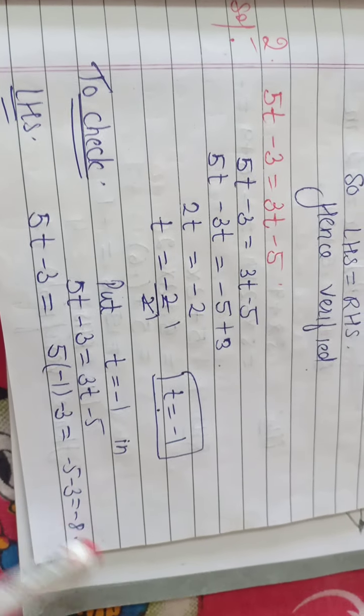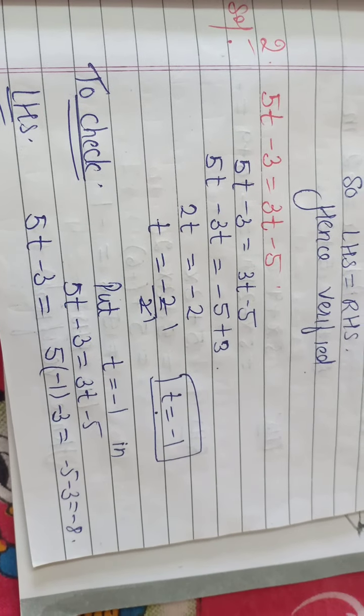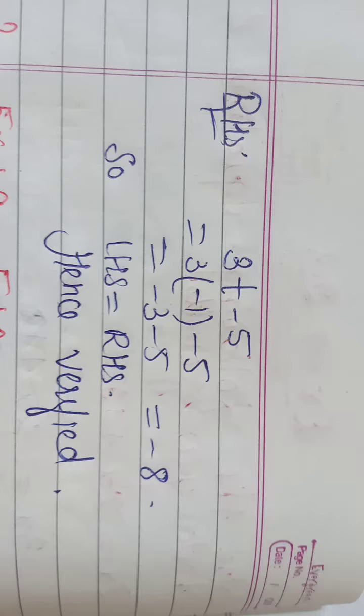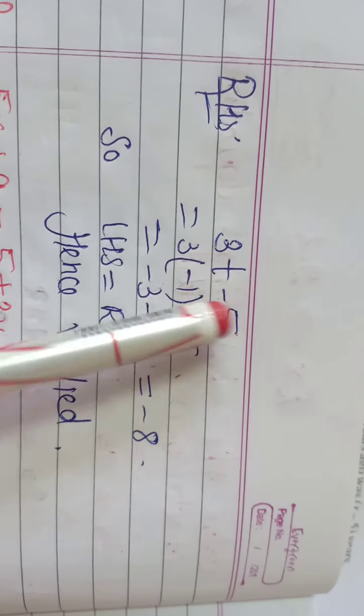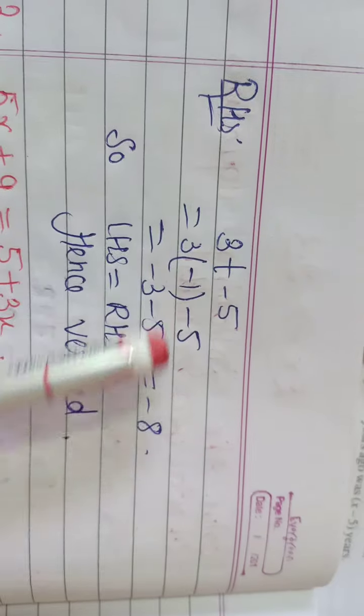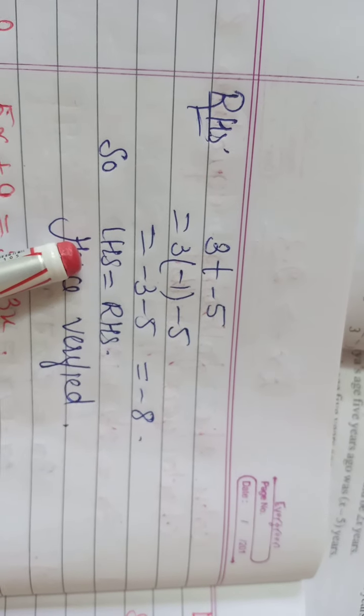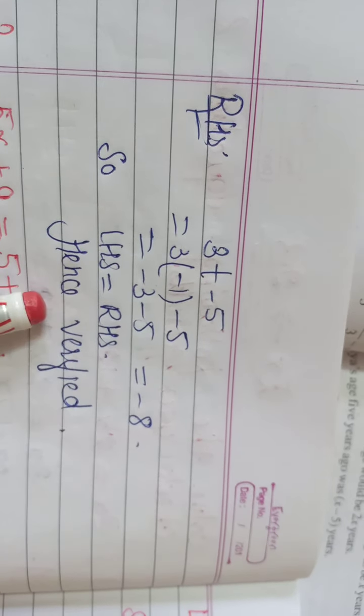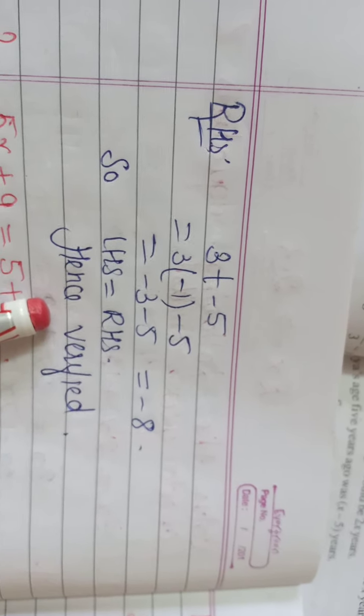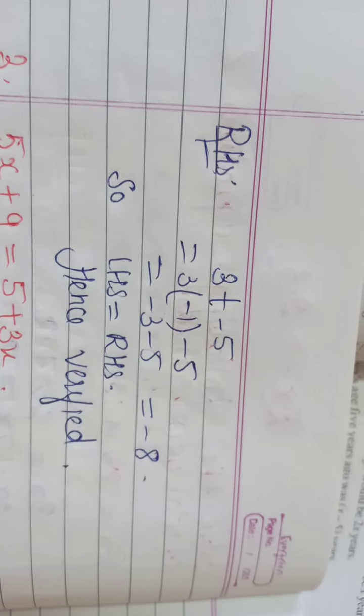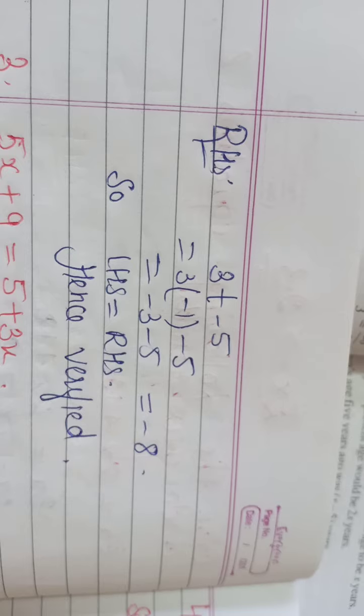On solving we get left hand side is equal to minus 8. And right hand side 3t minus 5, put t is equal to minus 1, we get minus 8. So left hand side is equal to right hand side. So this verified your answer. If left hand side does not equal to right hand side, that means your answer is incorrect.